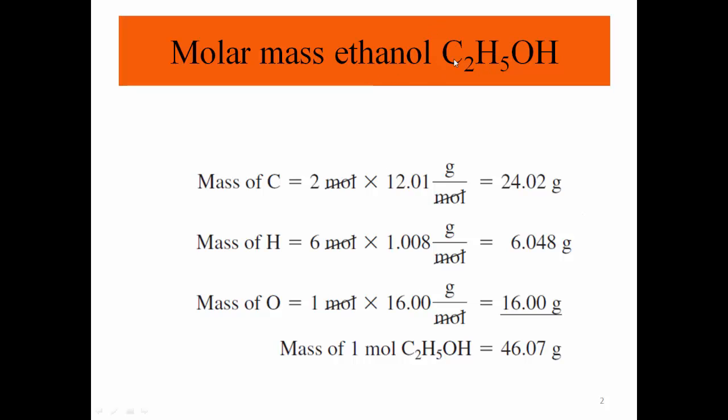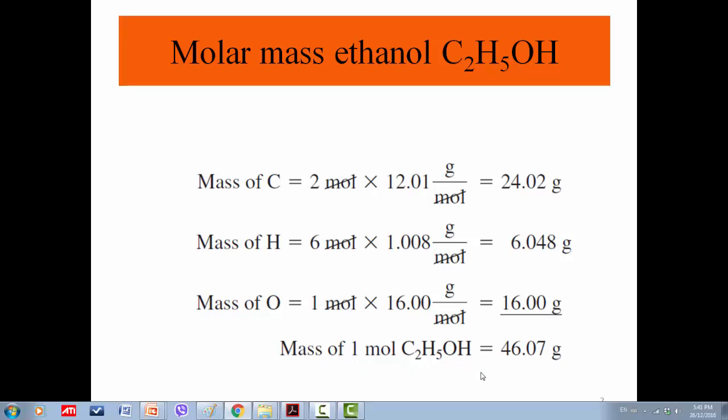We know we have 2 atoms of carbon, 5 atoms of hydrogen here, and we have 1 atom of hydrogen here, so we have 6 atoms of hydrogen and 1 atom of oxygen. So the mass of C is going to be 2 moles times 12.01, which is the atomic weight. Hydrogen, we have 6 moles times 1.008. Mass of oxygen, 1 mole, we have 16 grams per mole. So these are the numbers. We just add all of them together to get the molar mass of ethanol.